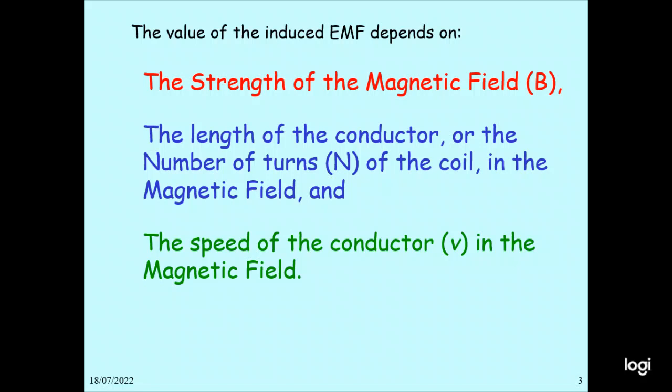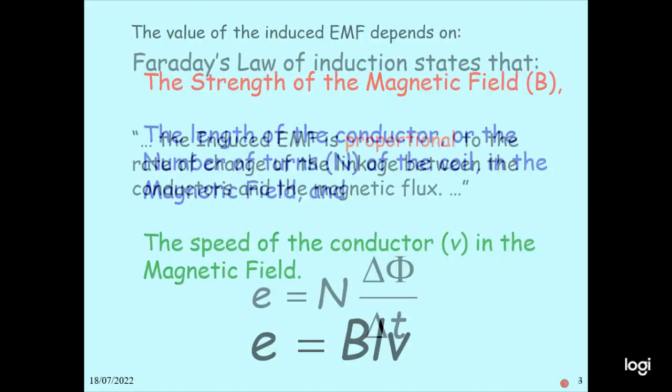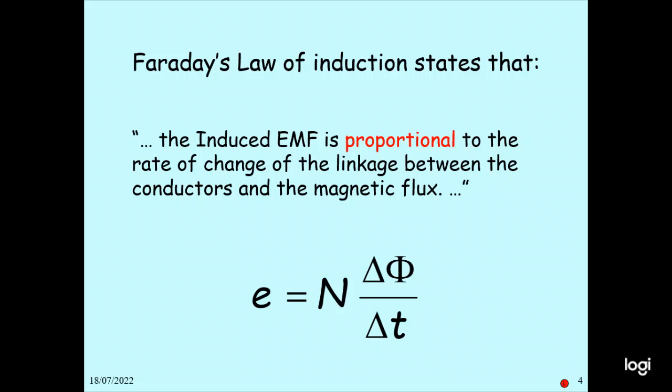For the law of electromagnetic induction, the induced EMF is proportional to the rate of change of the linkage between the conductors and the magnetic flux. So the rate of change of the flux is del phi by del t. Multiply with the number of turns, then you can calculate the induced EMF E.